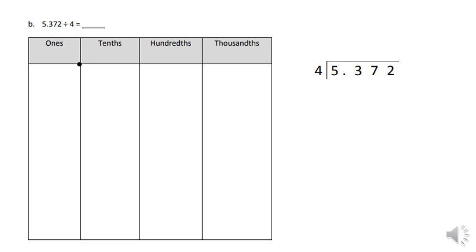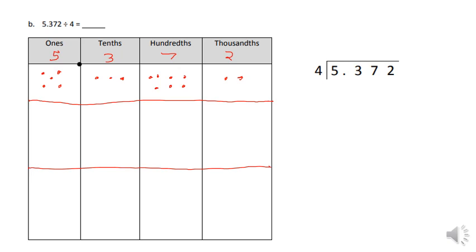And we know we have 5, 3, 7, 2. And I'm going to put 5 in here first. 1, 2, 3, 4, 5. 1, 2, 3. 1, 2, 3, 4, 5, 6, and 7, and 2. Now, in accordance with the problem, it says we're going to be dividing this up into 4 equal groups. So I'm going to go ahead and make myself 4 groups.